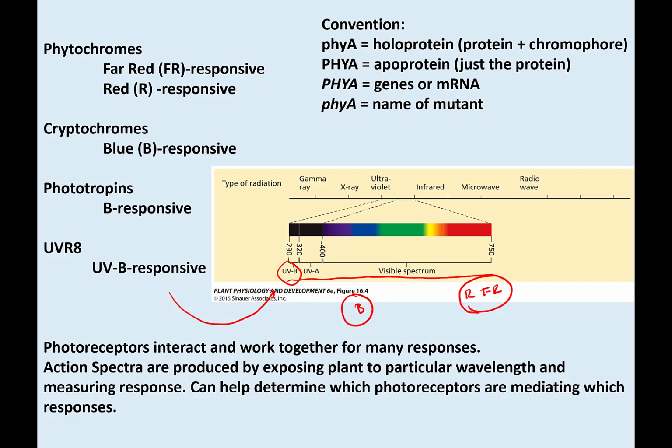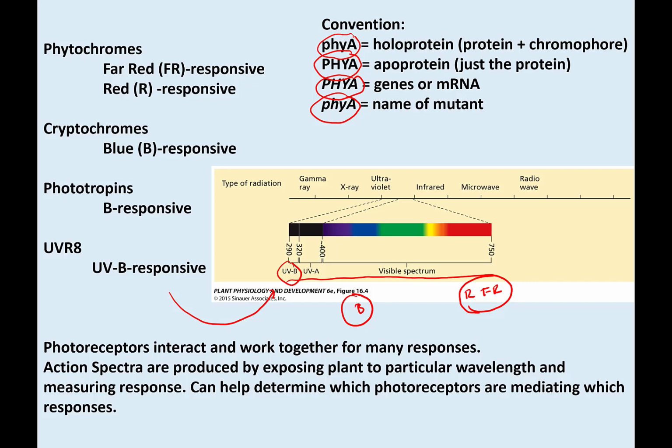For convention, here are some of the terms we use. phyA, lowercase italics, is the mutant. PHYA, uppercase italics, is the name of the gene or the messenger RNA. PHYA, uppercase no italics, would be the apoprotein. And the holoprotein, which is the protein plus the chromophore, that's the new term here. This is listed as lowercase, but not italics. So these are the rules of the field.